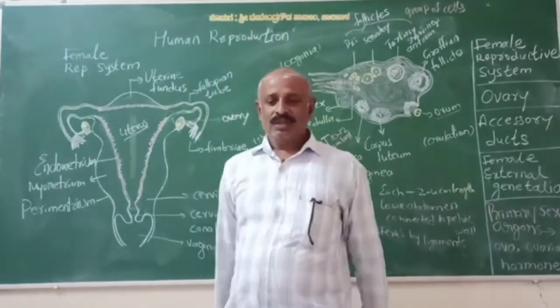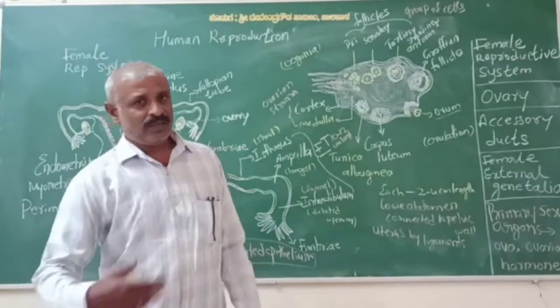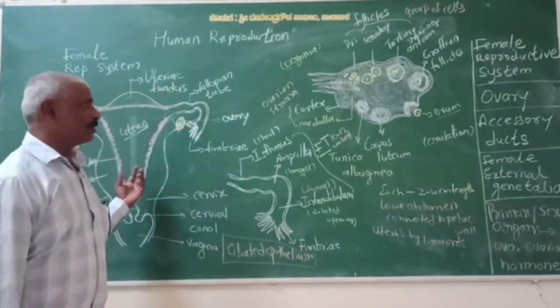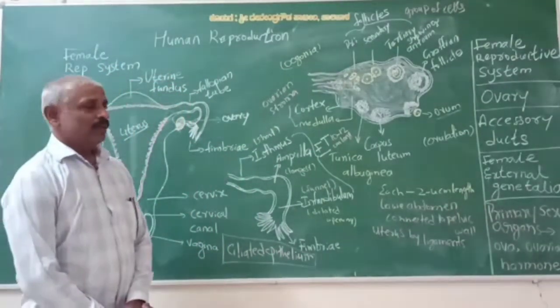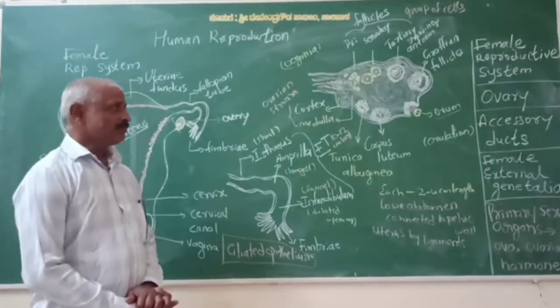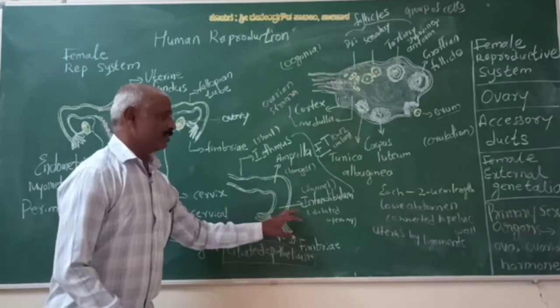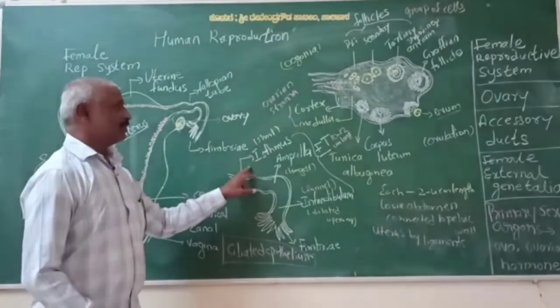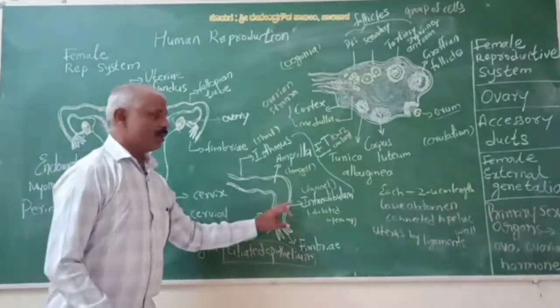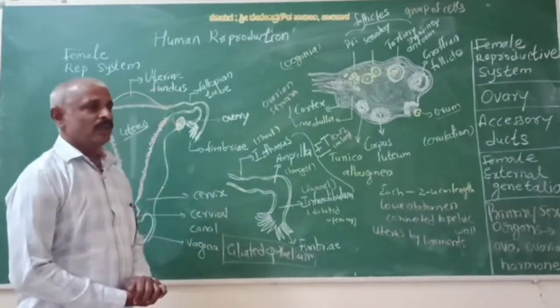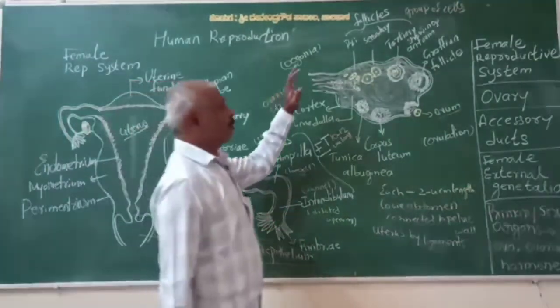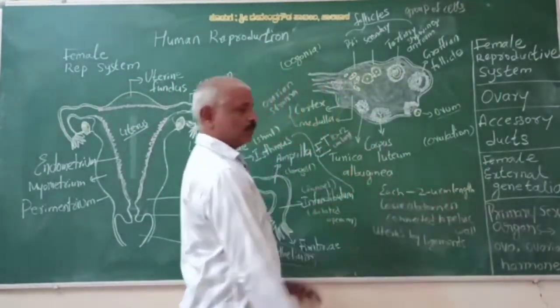As the menstrual cycle moves, it keeps changing. That is the thing. These are the accessory ducts: isthmus, ampulla, and infundibulum. Now I will move to the structure of the ovary, that is the cross section.